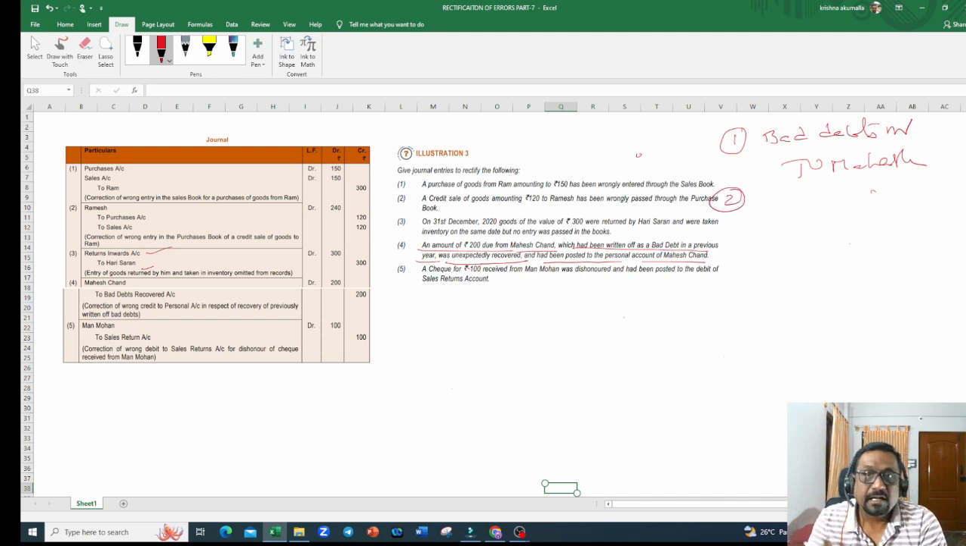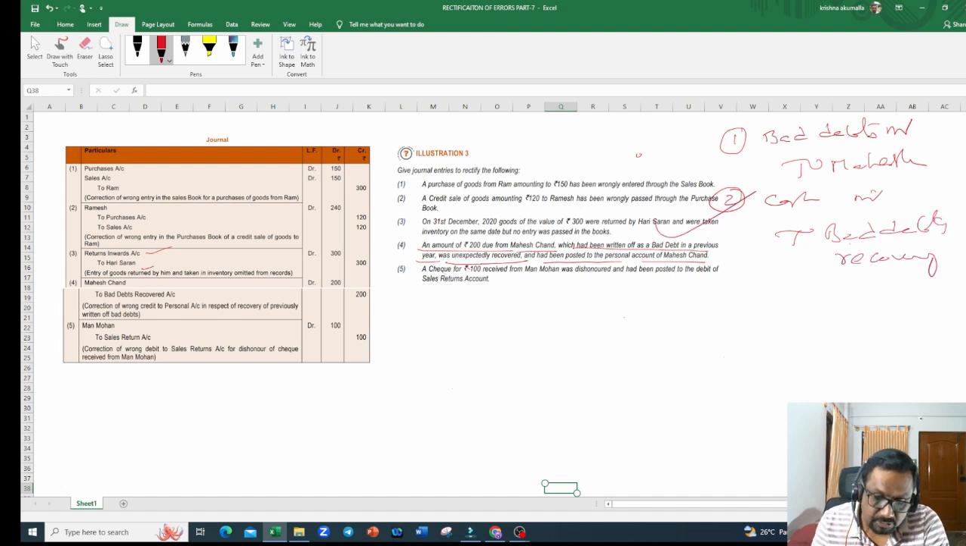Now what happened? That got recovered. When it got recovered, what entry are we supposed to post? We are supposed to debit cash account and credit bad debts recovery account. This is the entry we are supposed to post when the bad debts got recovered, because bad debts we debited previously. Now they got recovered. Since they got recovered, we are getting cash, so cash account debit, and bad debts to be credited. So bad debts recovery account we need to credit.